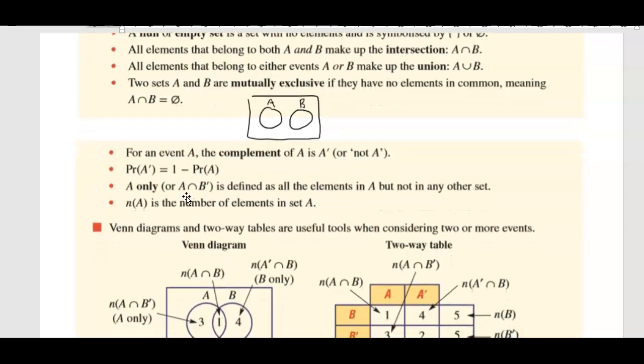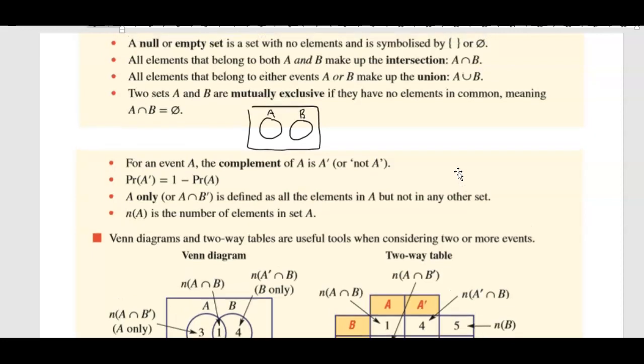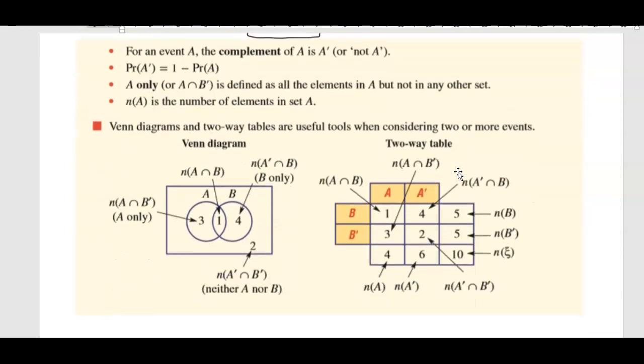A only, or A and not B, is defined as all elements in A, but not in any other set. So if we were looking at it as a Venn diagram, which we've got down here, okay, you can see that is this here, represented by the 3. The 1 in the middle is your intersection, and then on the other side you've got B only, which is 4, and neither A or B is 2. So that's how you would read a Venn diagram.